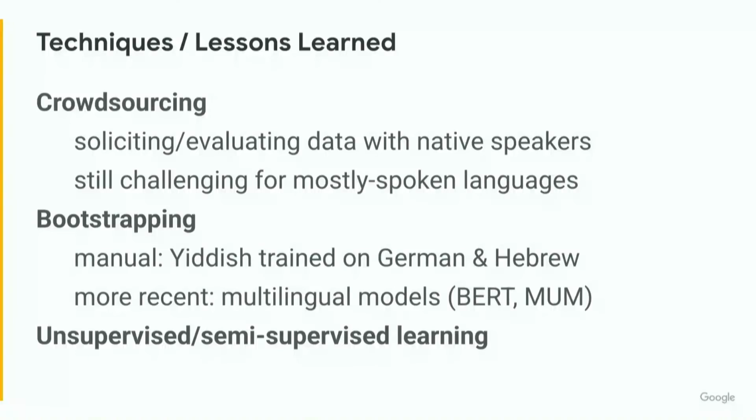It's still challenging for these mostly spoken languages to get this kind of data. So again, we're looking at how would we do audio only. I kind of mentioned a little bit of bootstrapping. Early on, Google Translate was able to create a working Yiddish translation, basically bootstrapping off of German and Hebrew, which are kind of the source languages for Yiddish. But more recently, they were able to use multilingual models like MUM and BERT to take a large multilingual corpus and then a relatively small parallel corpus and use that to bootstrap.